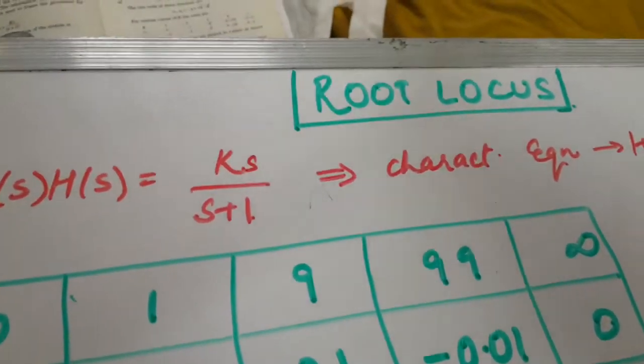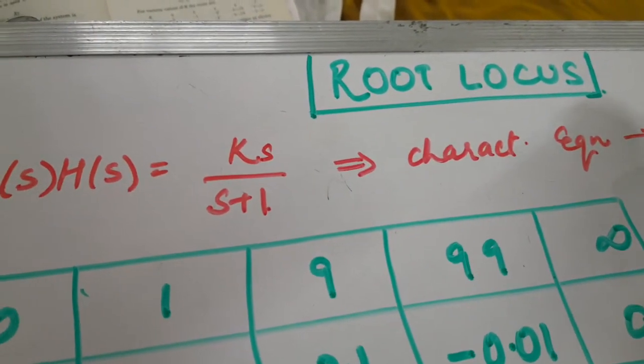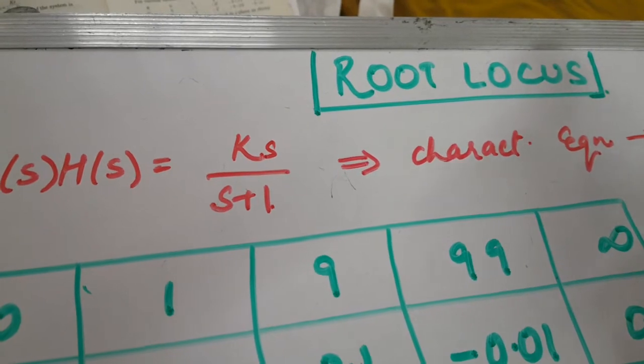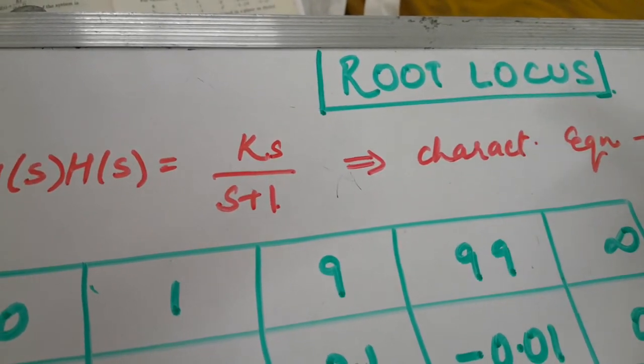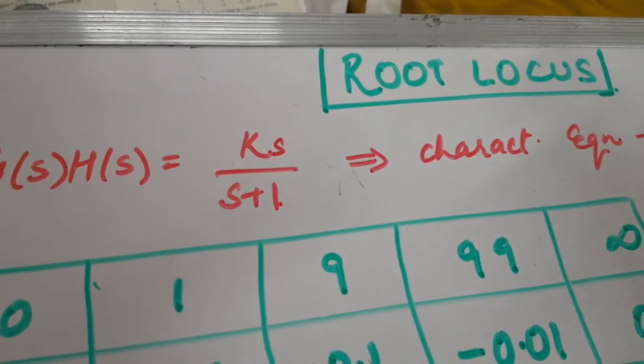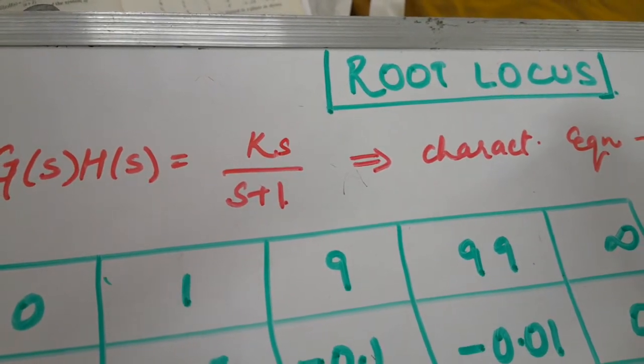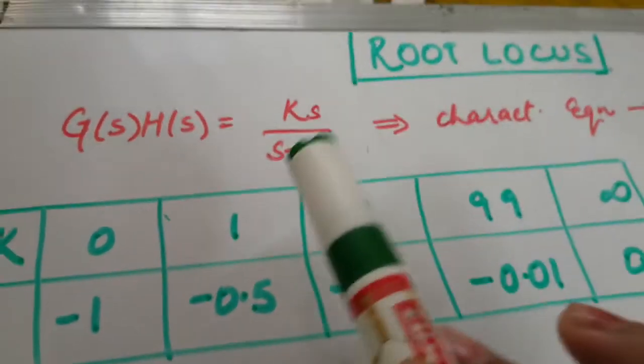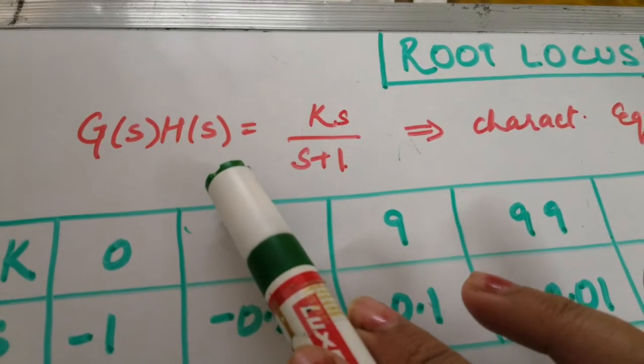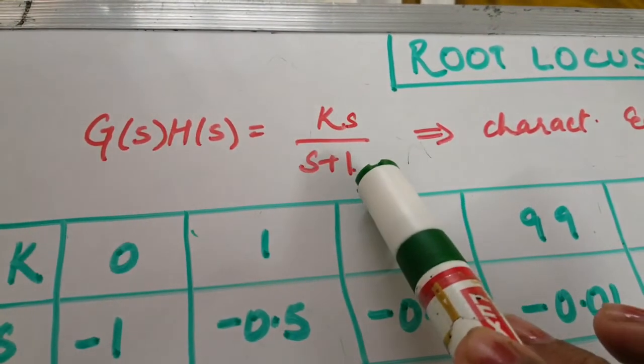Good morning, students. So today's topic is root locus. Firstly, we will study the importance of the root locus method: why we go for the root locus method. Basically, let's take an example of G(s)H(s). The open loop transfer function has been given like this.